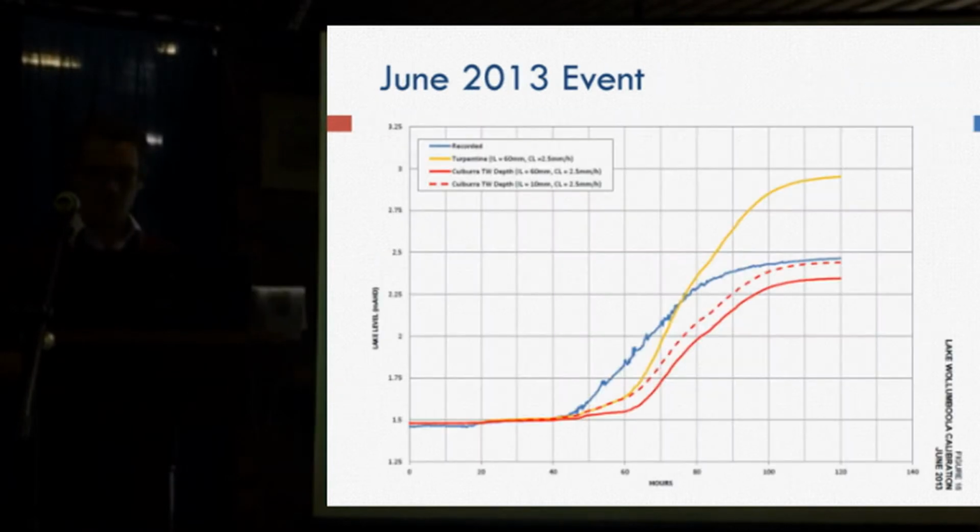Our model gives a pretty good match to that. It gets the level change very good, but the timing's a bit off, and that's because, as I said, we don't have that timing of rainfall information in the catchment necessarily. We have a good understanding of the amount of rainfall that fell, not exactly when it fell.